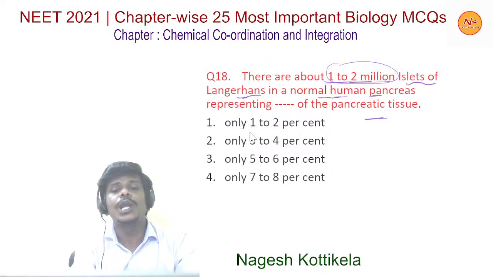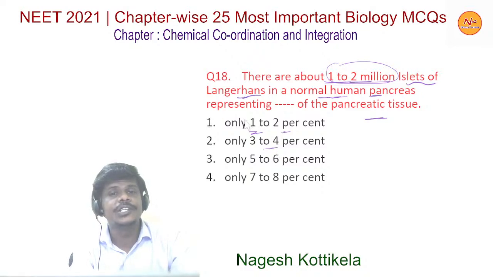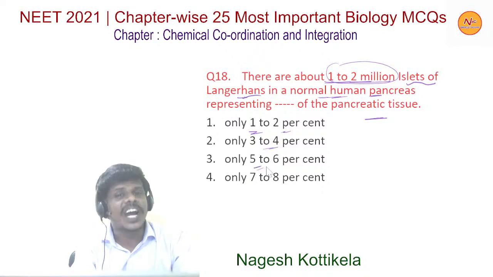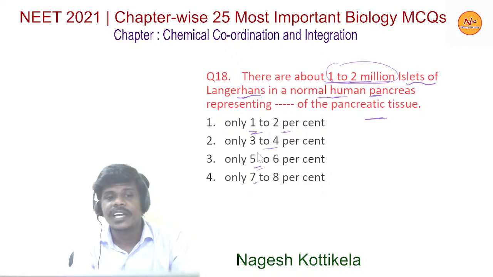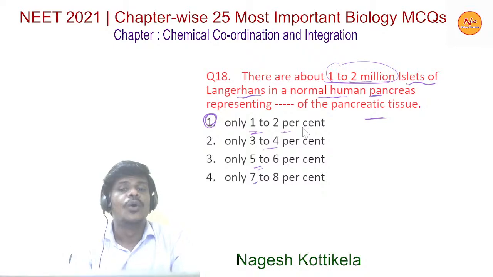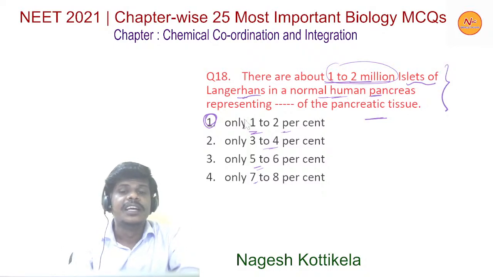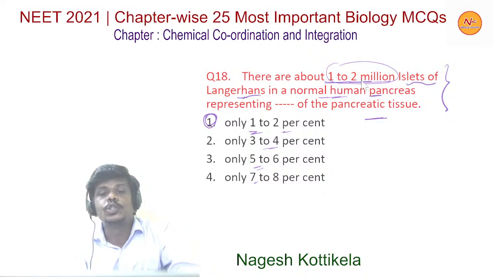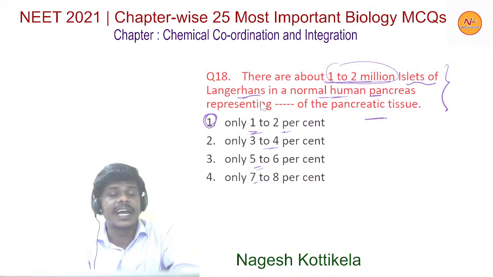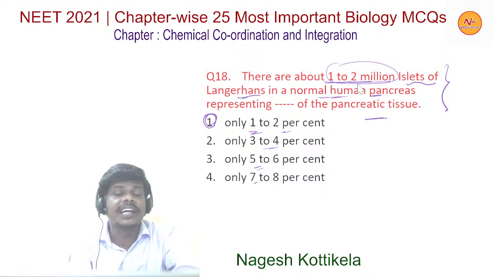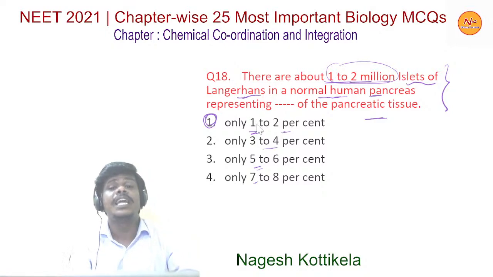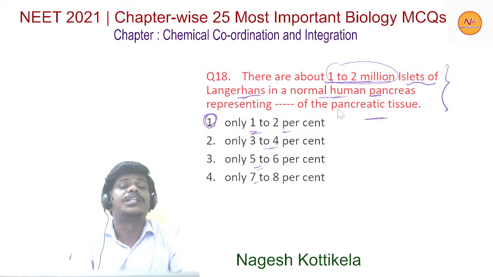Option 1, only 1 to 2%. Option 2, only 3 to 4%. Option 3, only 5 to 6%. And option 4, only 7 to 8%. And here the correct option is only 1 to 2%. Here, the question and the option: there are about 1 to 2 million islets of Langerhans in a normal human pancreas, and these many islets of Langerhans represent only 1 to 2% of the pancreatic tissue.